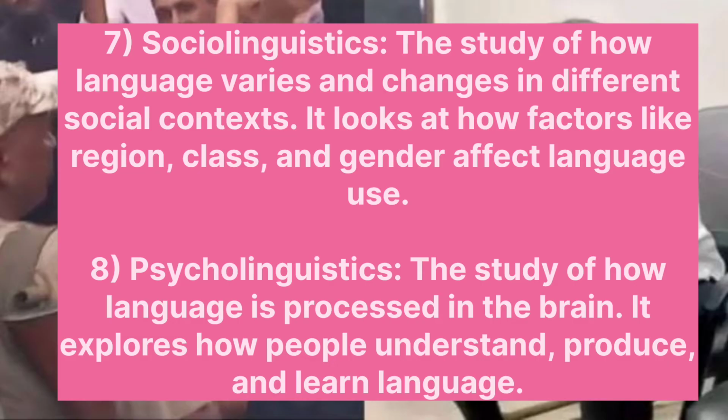The eighth type is psycholinguistics, the study of how language is processed in the brain. It explores how people understand, produce and learn language. It's about how a child learns language, but not only a child, any person. For example, if I want to learn the Spanish language, how do I process that language, how do I understand it, how do I produce it and how do I learn it. So these are all studied in the category of psycholinguistics.